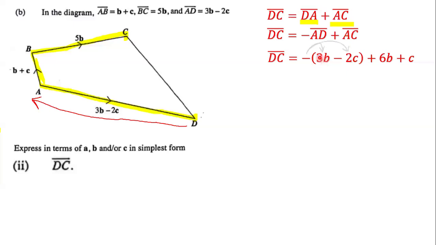And then we can distribute. So we say negative 1 multiplied by 3B, and that gives us negative 3B.